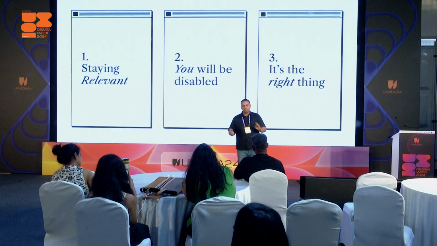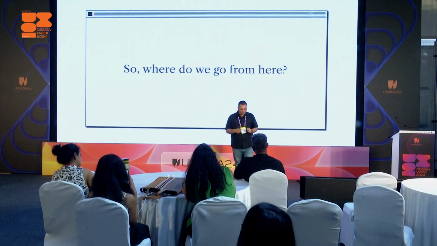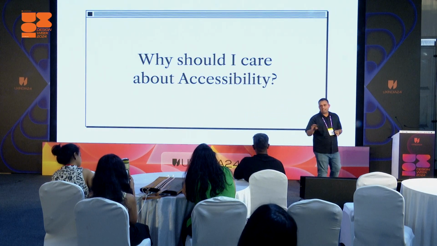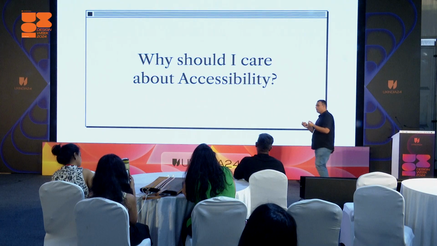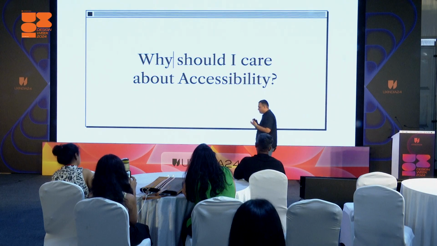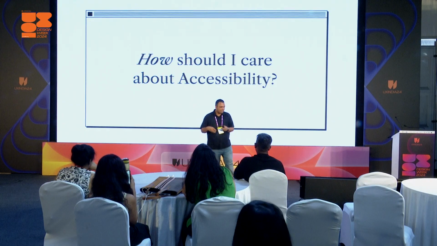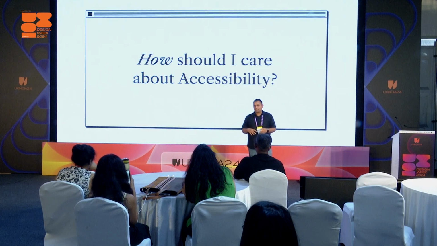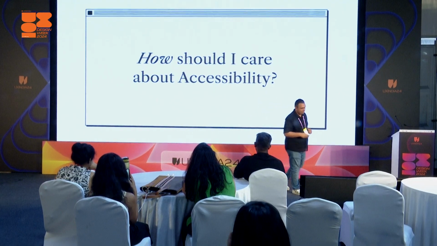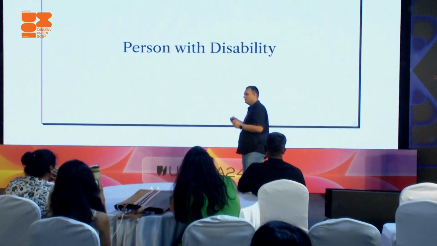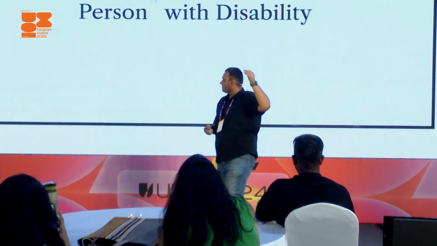Now that you've all understood the essence of these 3 points, where do we go from here? We started talking about why should I care about accessibility, right? Now that we know a little bit of sense of why we should, let's switch it over to how should I care about accessibility. And I'm not going to recommend a 10-hour course on accessibility, because I know we don't have that time. But remember how I gave you a term, person with disability? Let's drop an A in there, like that, right?